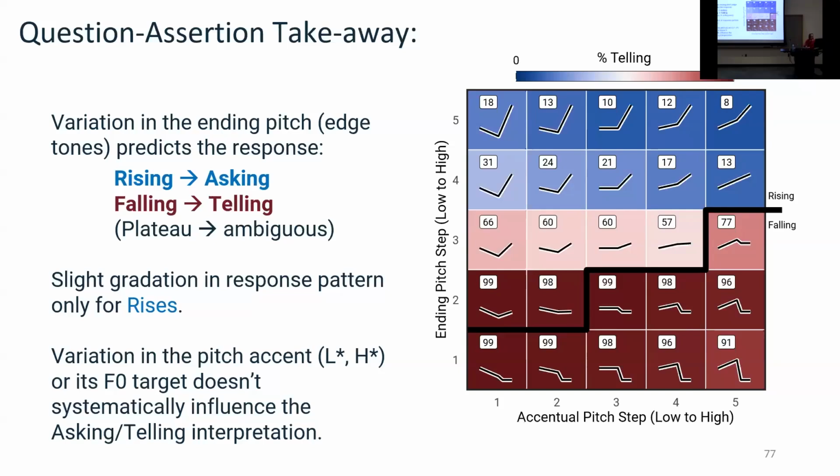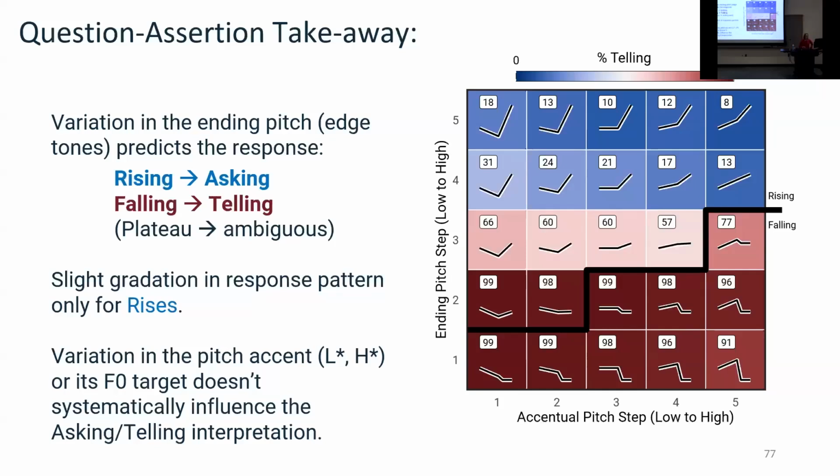There's slight gradation in the response patterns only for the rises. So these are more likely to be interpreted as asking, and these are slightly less likely, but still, we're not really getting a gradation from top to bottom. And not really any differences in the falling trajectories. If you're a fall, however steep, however far, it's interpreted as telling in this experiment.